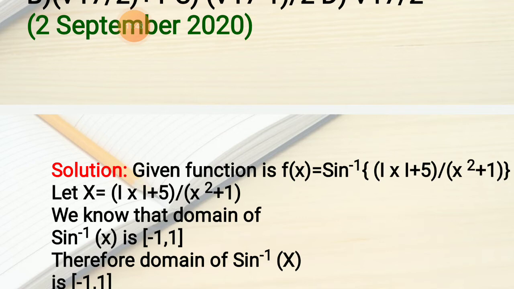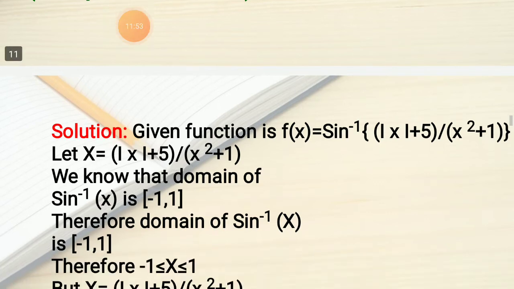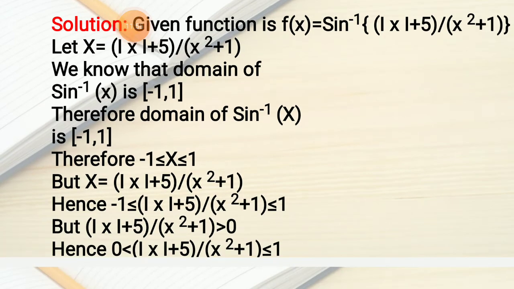So for simplicity, let us take capital X as (mod x plus 4) by (x square plus 1). We know the domain of sine inverse x is minus 1 to 1. Therefore the domain of sine inverse capital X is also minus 1 to 1. Therefore capital X lies between minus 1 and 1, but capital X is (mod x plus 4) by (x square plus 1). But (mod x plus 4) by (x square plus 1) is positive because mod x is always non-negative, and x square plus 1 is also positive. So therefore their quotient is also positive. Therefore 0 is less than (mod x plus 4) by (x square plus 1), which is less than 1.